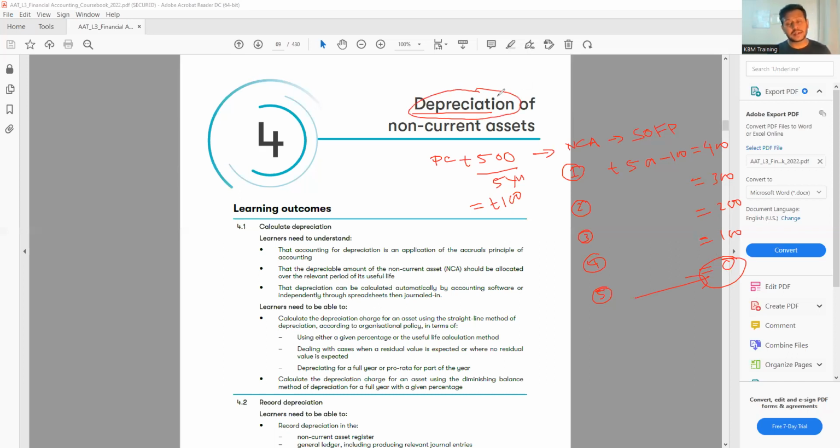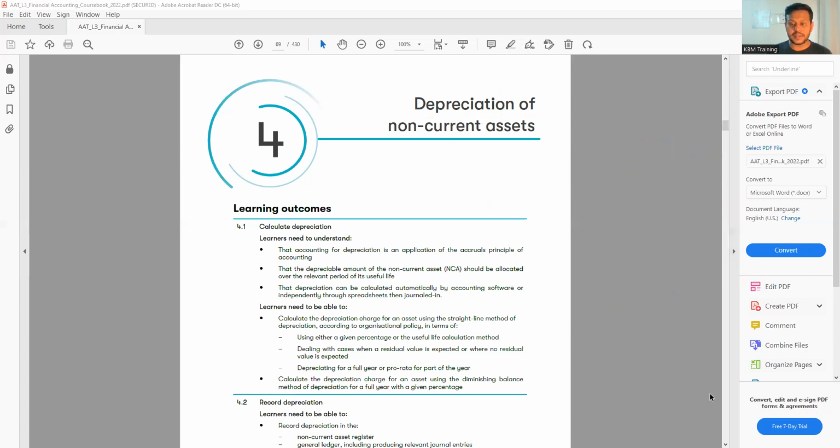So if someone asks you what is the definition of depreciation, we're going to say depreciation is the reduction of the value of the non-current asset. Now we have different methods to calculate the depreciation. We're going to look at that. For the time being, now we understand what depreciation is. Now let's move on to the chapter overview and discuss some depreciation methods and how to calculate the depreciation from there.